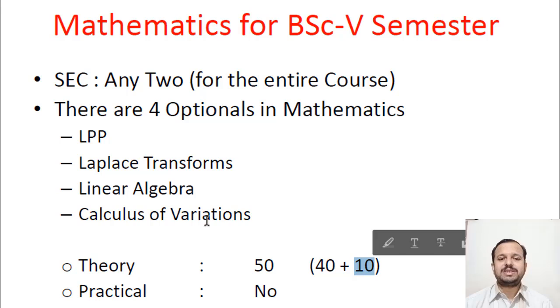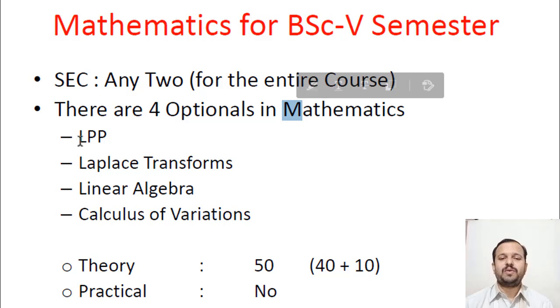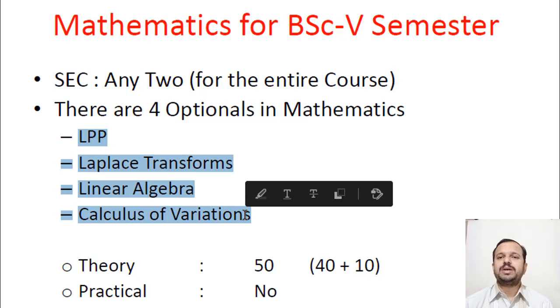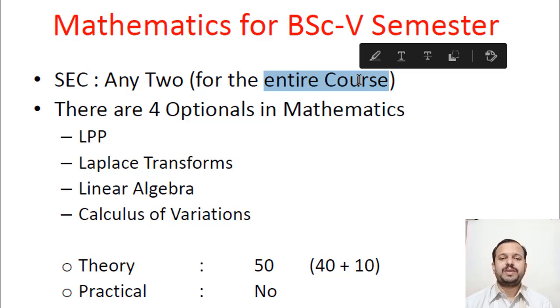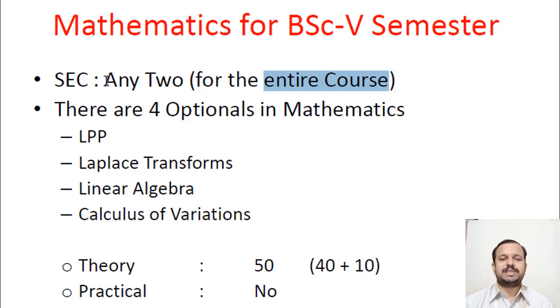As far as mathematics is concerned, there are 4 optional papers. 4 optionals have been prescribed in mathematics, and out of these 4 you can choose your SEC. So for the entire BSc 5th semester, you have to choose any 2 SECs. So that constitutes 100 marks of SEC.